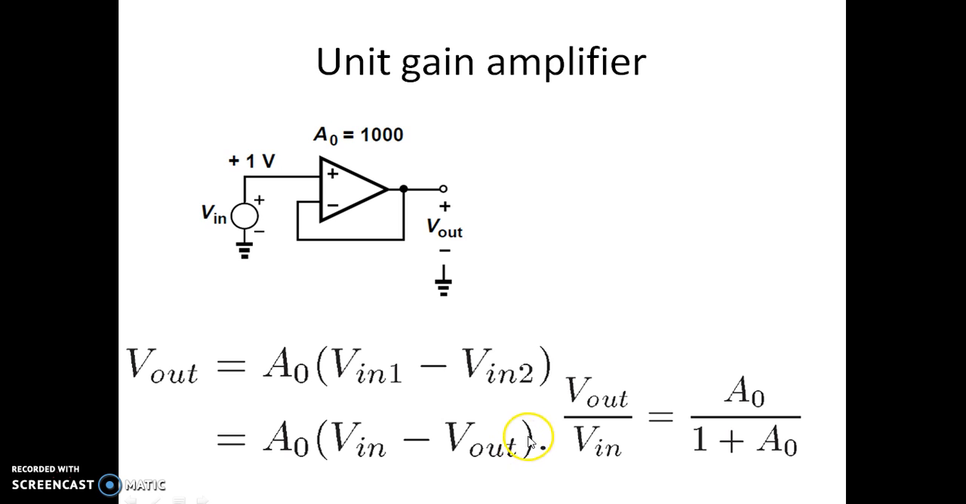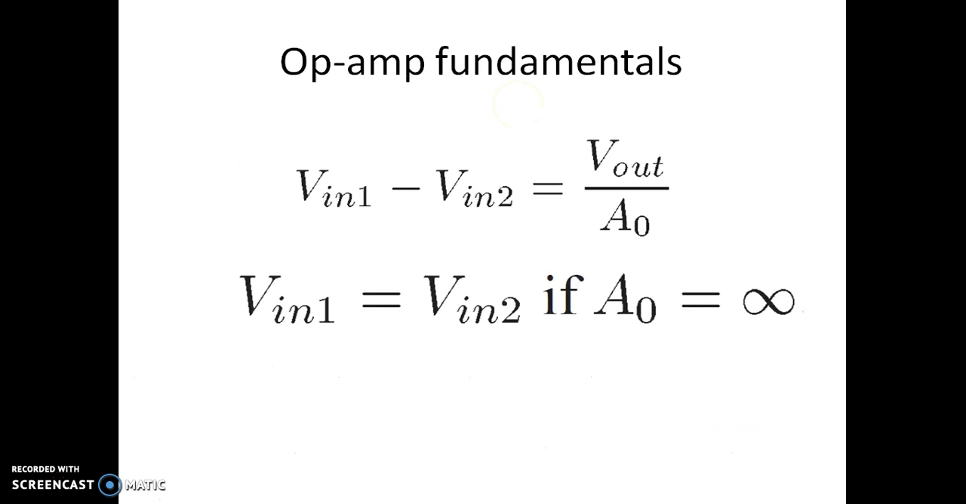we get the expression for V out by V in. That is, the gain of this amplifier is given by A0 divided by 1 plus A0. So suppose A0 is very large, then 1 plus A0 is almost equal to A0. So we get the gain of this amplifier with this feedback as almost equal to 1. So that's why this is called a unity gain amplifier. This is also called a voltage follower. So this is the fundamentals of the op-amp.